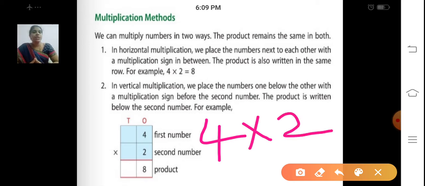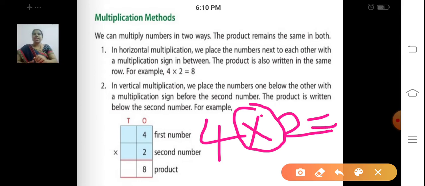What is that? Horizontal multiplication. We place the numbers and in between we place this multiplication symbol. This is called horizontal multiplication. So now in horizontal multiplication, we place the numbers next to each other with a multiplication sign in between. The product is also written in the same row.